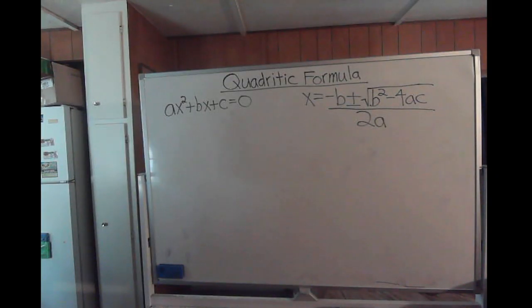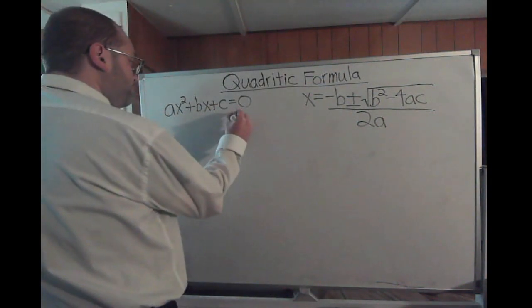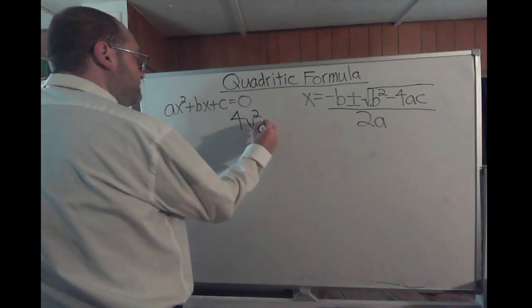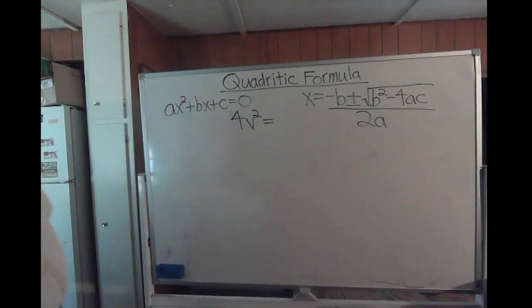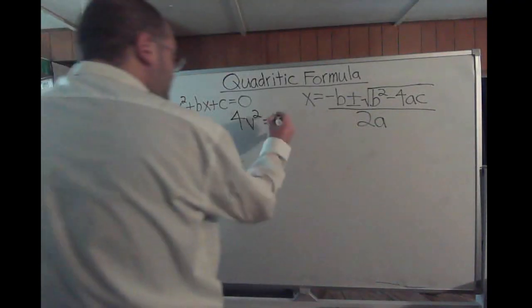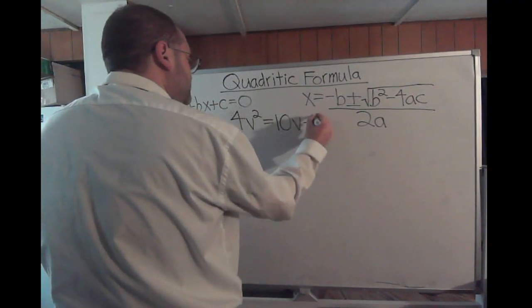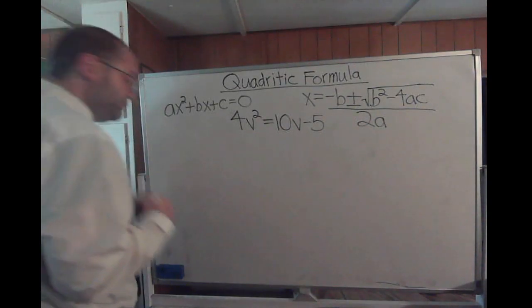Actually, I think we'll just do one. I think one more problem would be sufficient. This time it's a little bit different. You have 4v squared is equal to 10v minus 5. So you have 4v squared is equal to 10v minus 5.